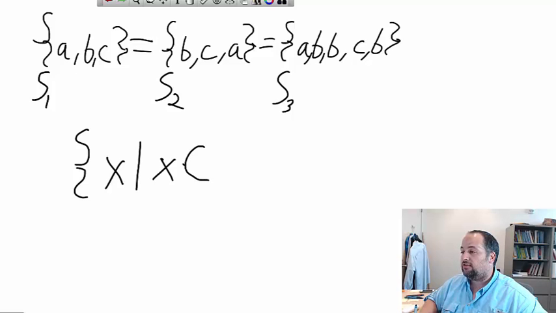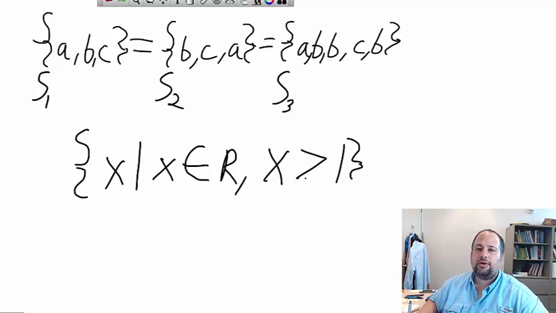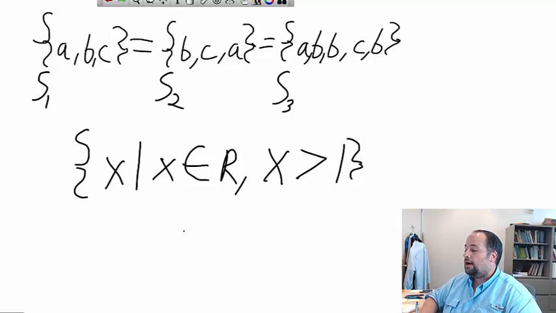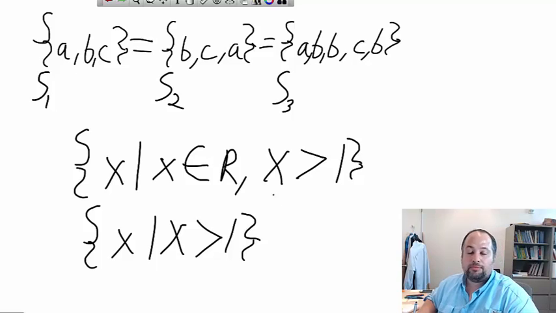x exists within our set of real numbers, and whatever conditions we put on it, x greater than 1. Right, or greater than or equal to, or whatever our conditions are. Often we kind of shorthand it to say x such that x is greater than 1. If we're doing a bunch of problems and they're all within the set of real numbers, we can do that. I think it's clear if you write the whole thing out.